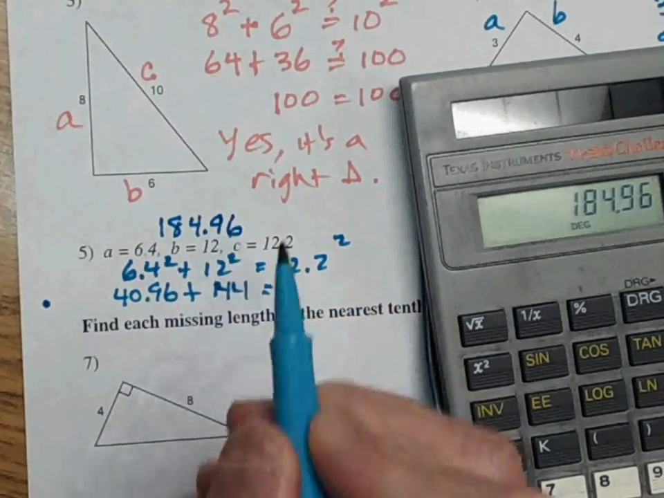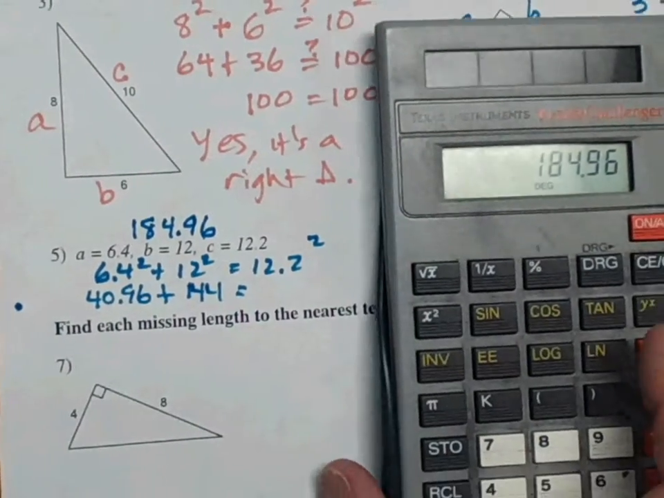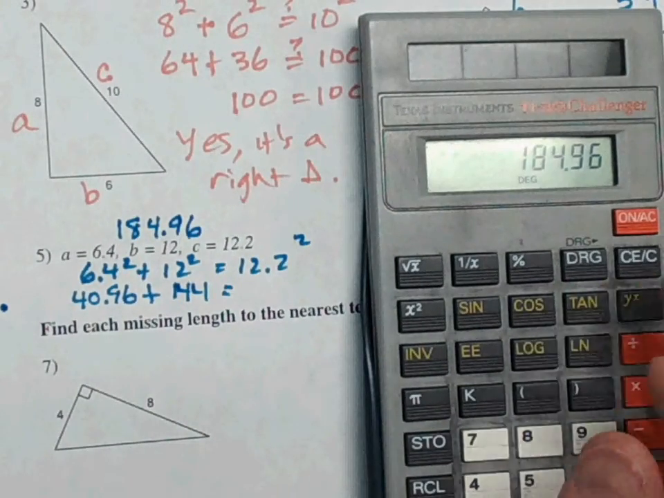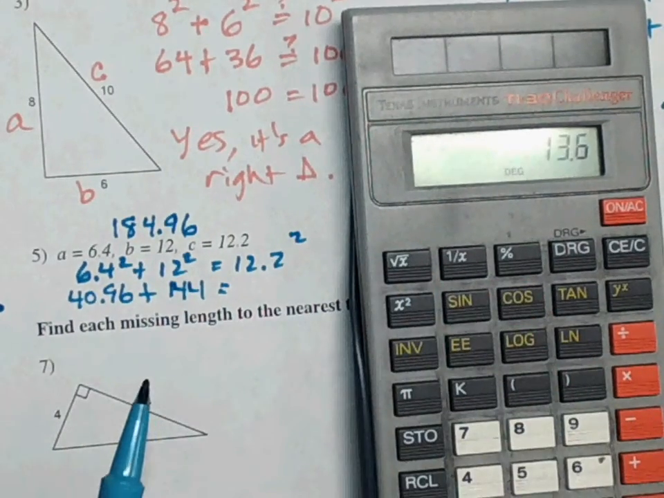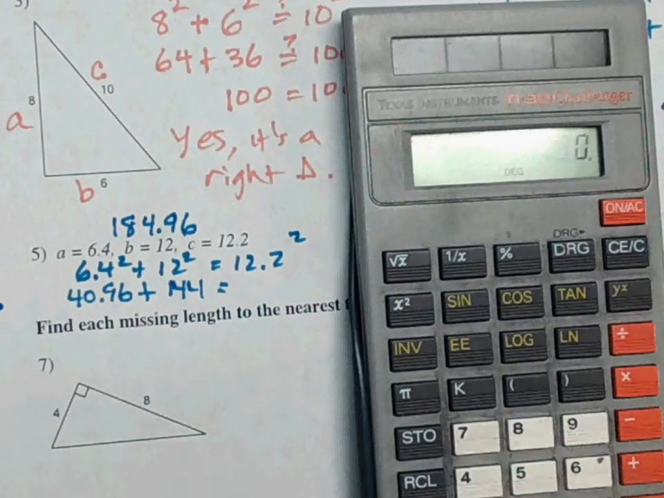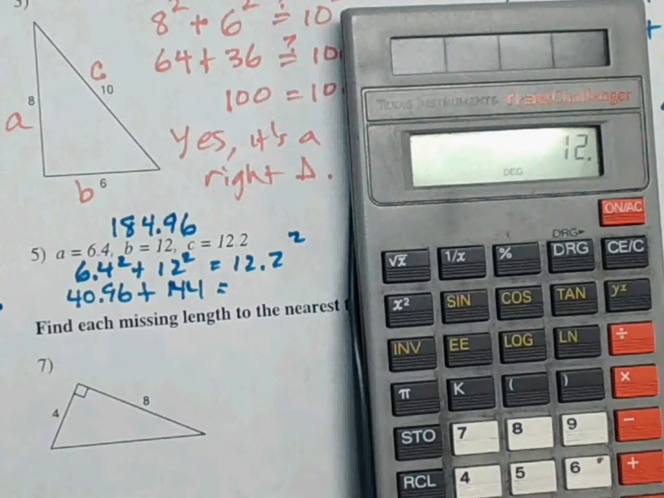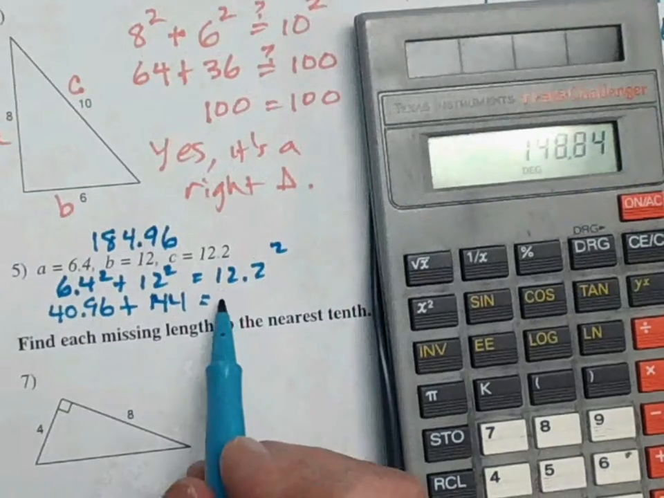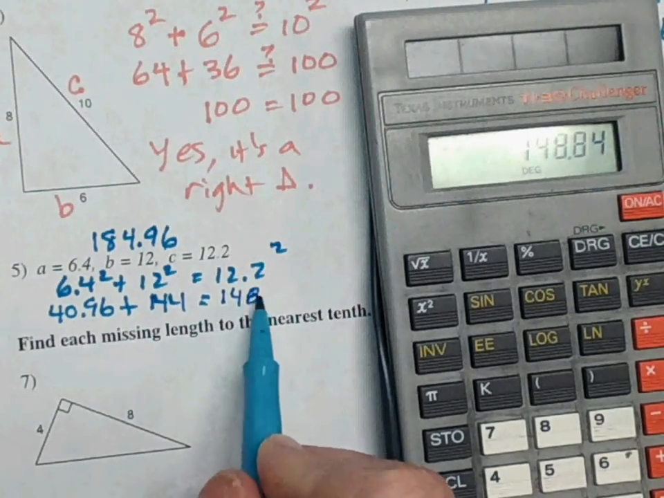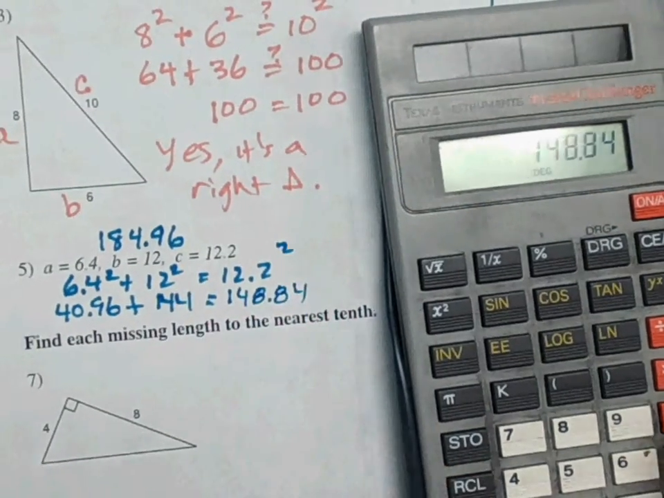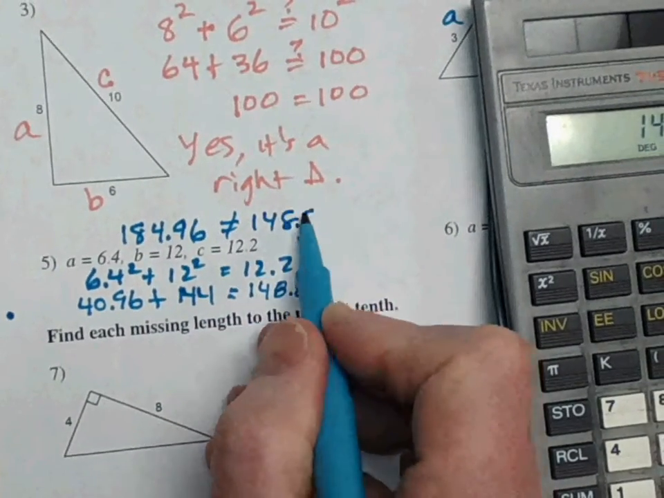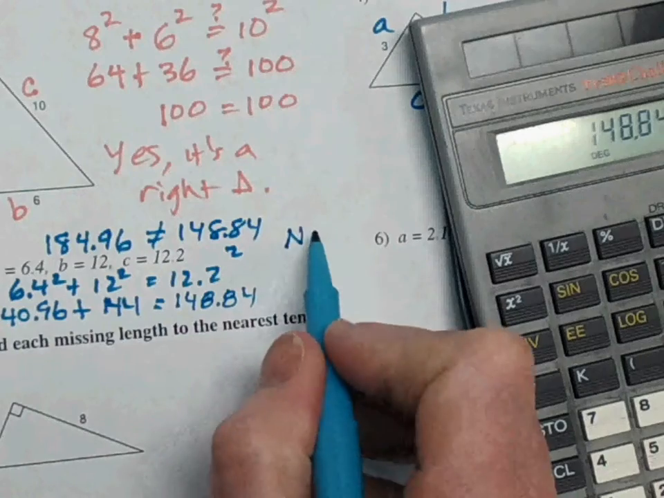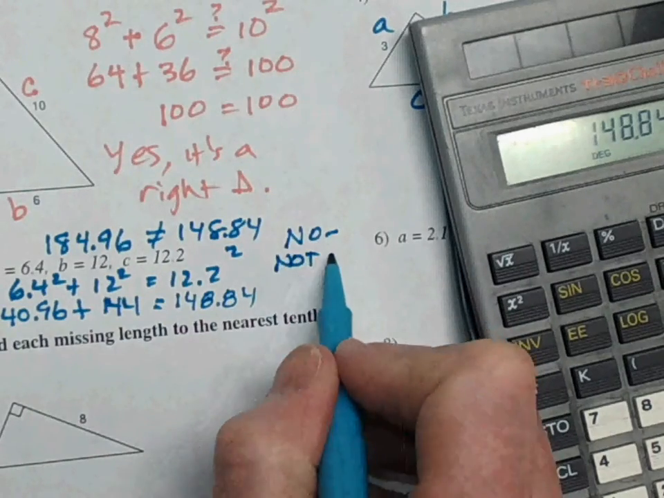I should probably do this on scratch paper or a different piece of paper. Let's just see. We could do this a couple ways. I could take the square root of that. It's 13.6, so I know it's not going to work. 12.2 squared is 148.84. So no, these do not equal each other. No, not a right triangle.